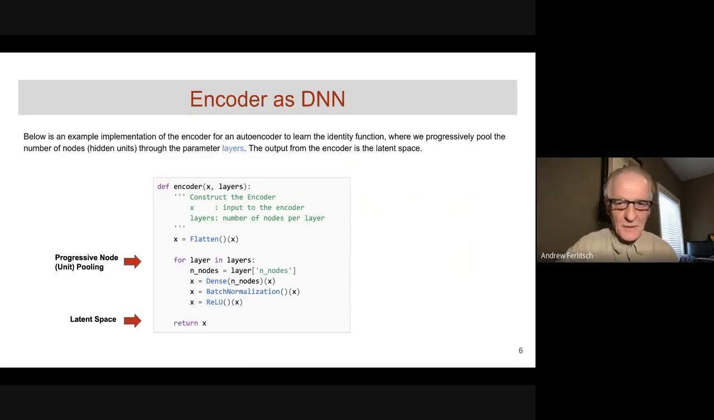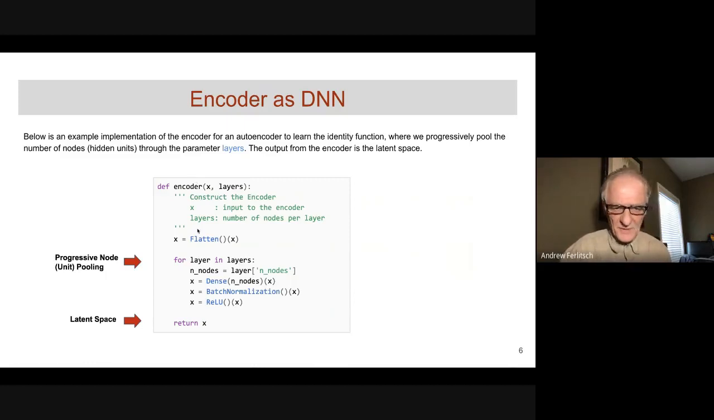Okay, so let's code a DNN version of an encoder. What it's going to take is, first, the input, and then this parameter, layers. Consider this like a list, and it's going to contain a sequence of how many nodes at each layer. We're going to presume, because we always progressively pool, that that number is going to get smaller. So the first one might be 256, then 128, then 64.